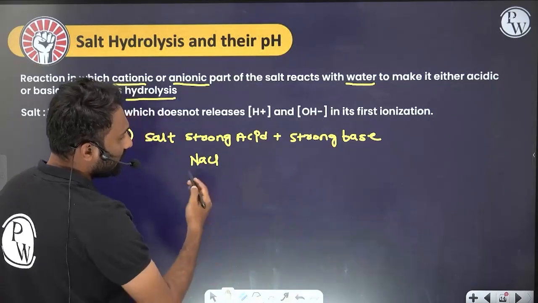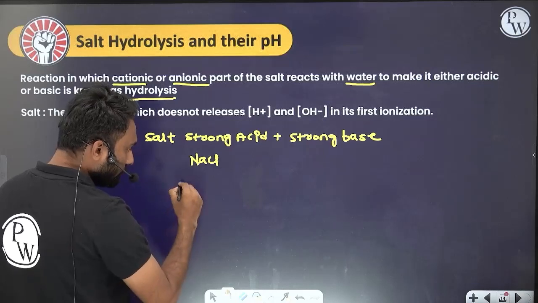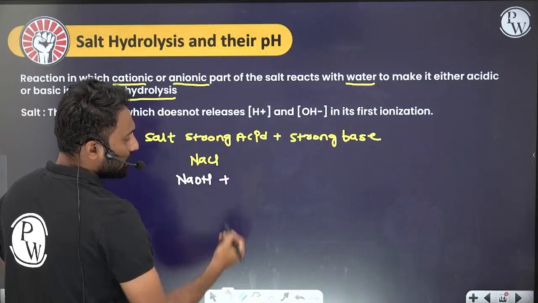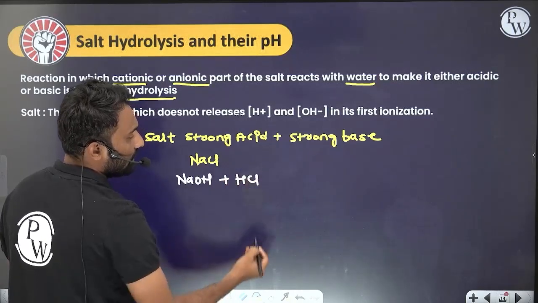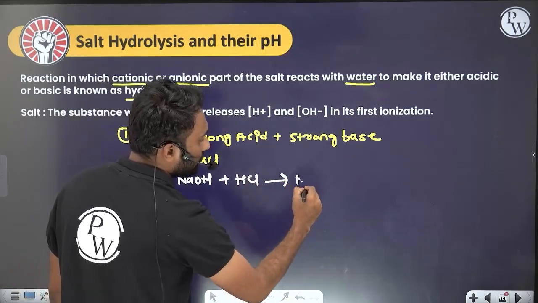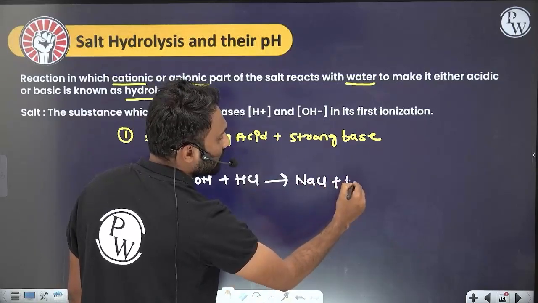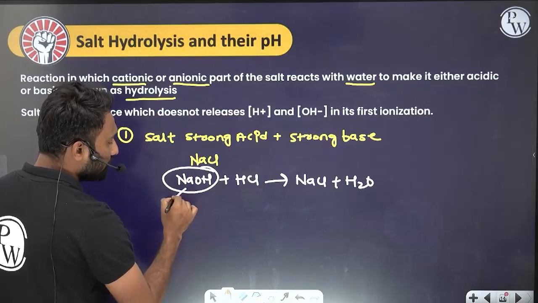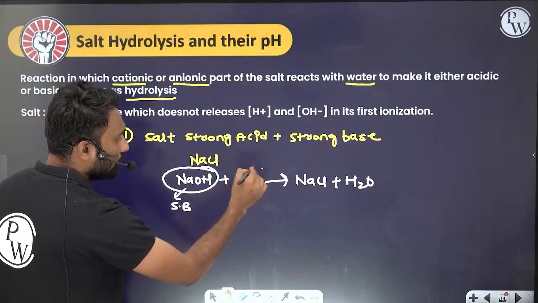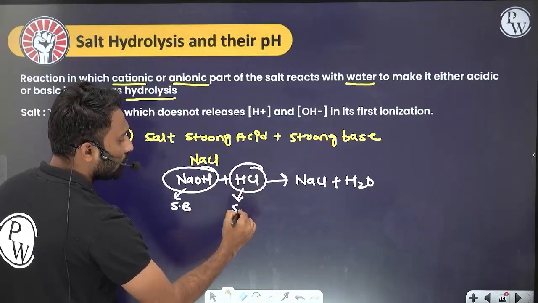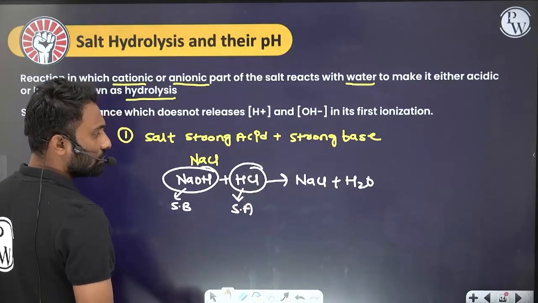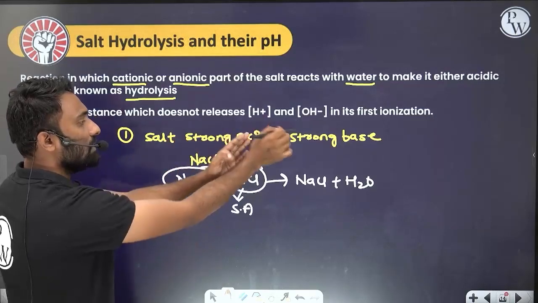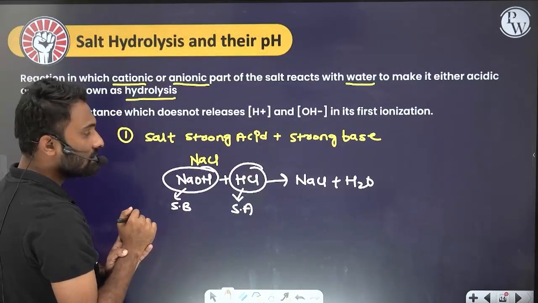Now, how has NaCl come about? Look here: NaOH plus HCl gives rise to NaCl plus H2O. Now, NaOH is a strong base, and HCl is a strong acid. Means NaCl has come from a strong acid plus a strong base.